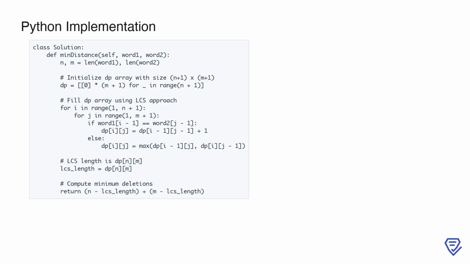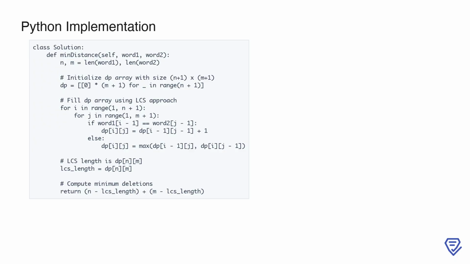First, the function minDistance is defined, which takes two input strings, word1 and word2. We calculate their lengths, n and m, respectively. Next, a 2D list dp of dimensions n + 1 by m + 1 is initialized with zeros. The purpose of dp[i][j] is to store the length of the longest common subsequence, LCS, between the first i characters of word1 and the first j characters of word2.